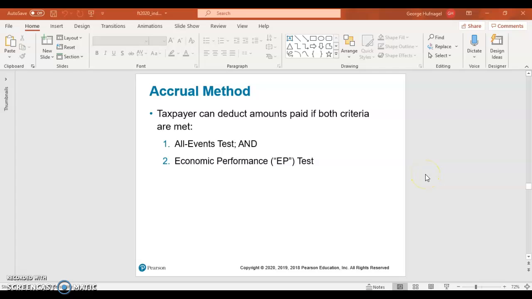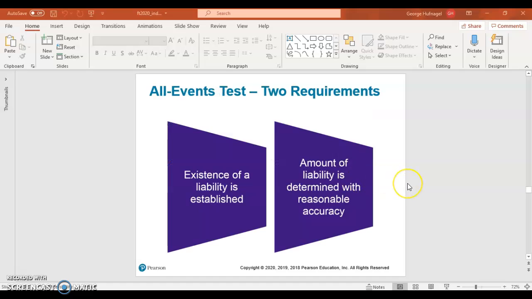Chapter 6, Deductions and Losses, Part 2. The accrual method. Taxpayer can deduct amounts paid if both criteria are met: 1. All events test, and 2. Economic performance, EP test. All events test has 2 requirements. The existence of a liability is established. Second one is amount of liability is determined with reasonable accuracy.